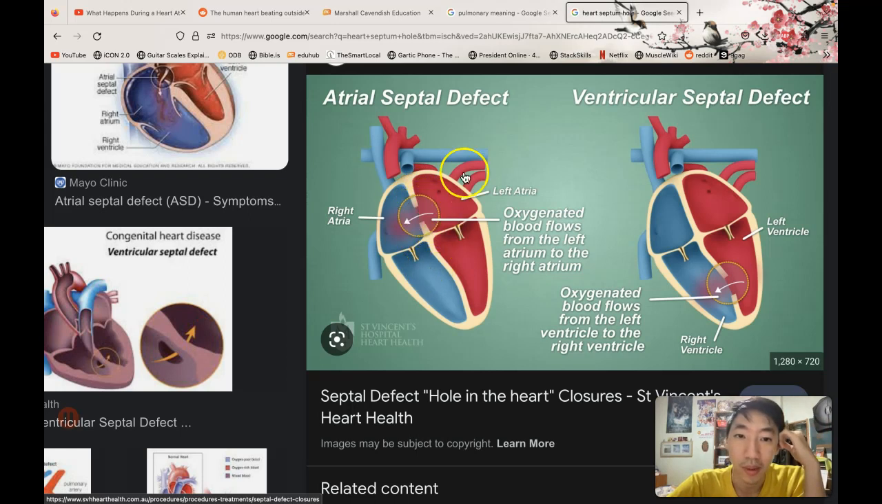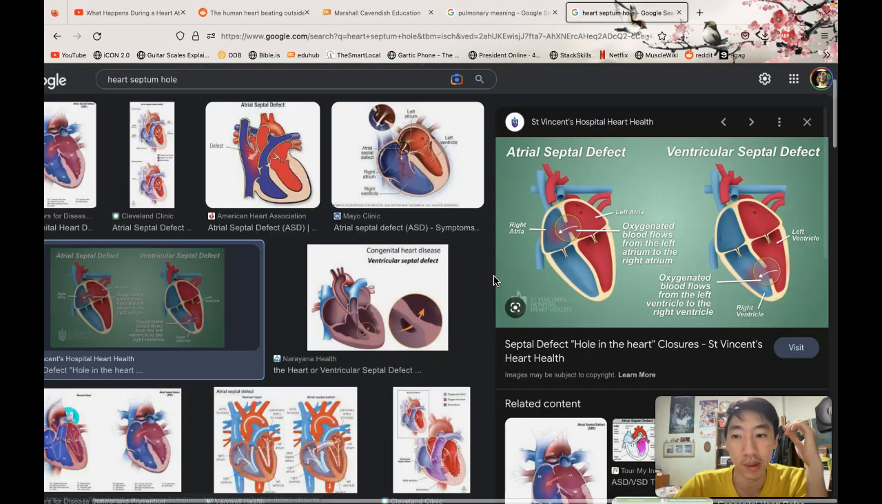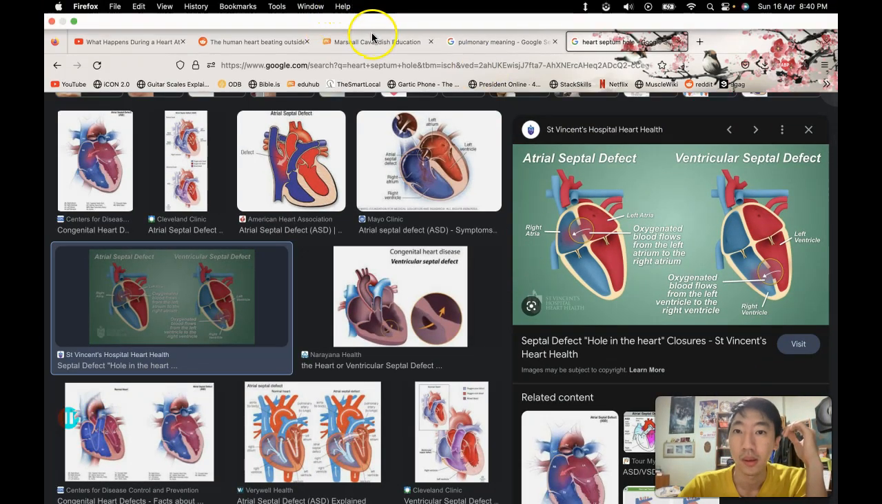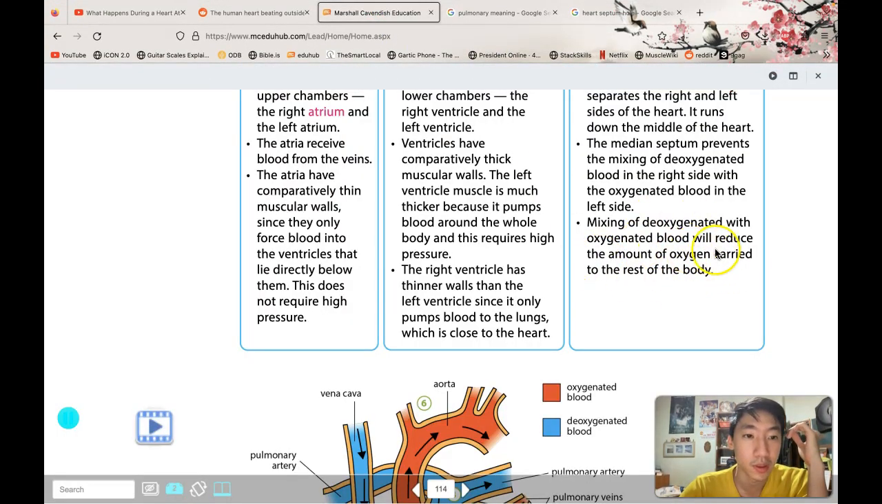What this means is that the oxygenated blood can flow from the left atrium or the left ventricle towards the right side. This mixes the oxygenated blood with deoxygenated blood, and the blood that our body cells receive is then going to be lower in oxygen. And that is going to cause some medical problems down the line. So this is called septal defects. As you can see here, septal defects will reduce the amount of oxygen carried by the rest of the body.